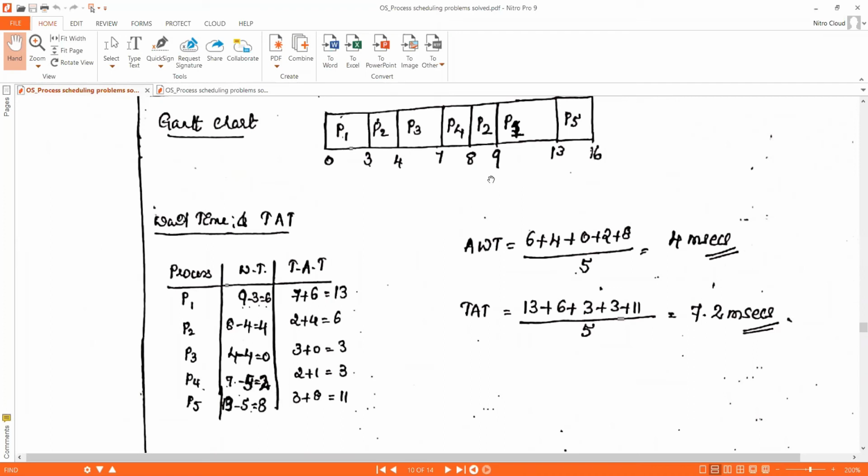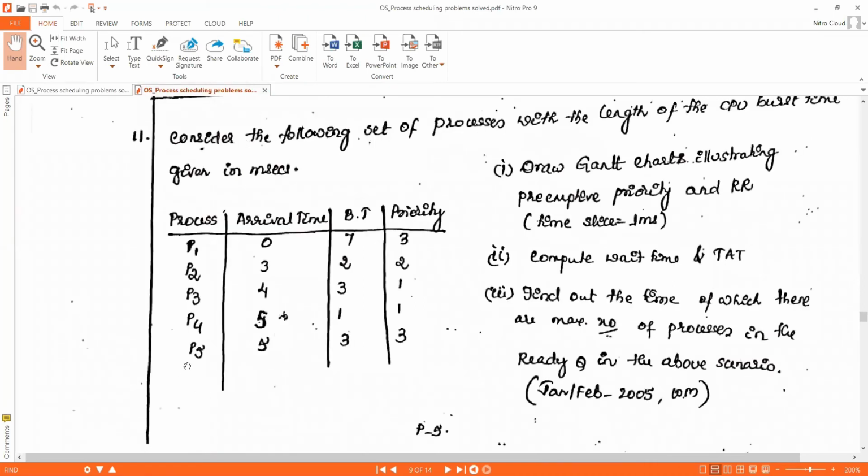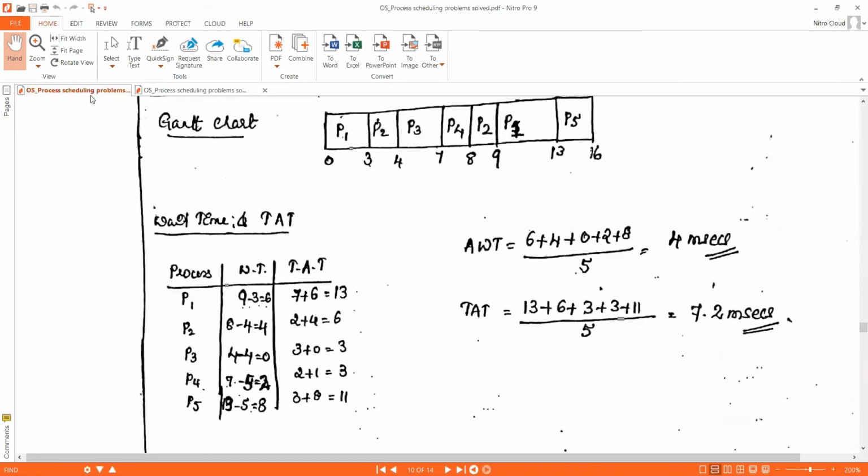Okay, next process 5, its allotted time is 13 milliseconds minus its arrival time. The arrival time of process 5 is 5 milliseconds. Okay, 13 minus 5 is 8 milliseconds, which is the waiting time for process 5.